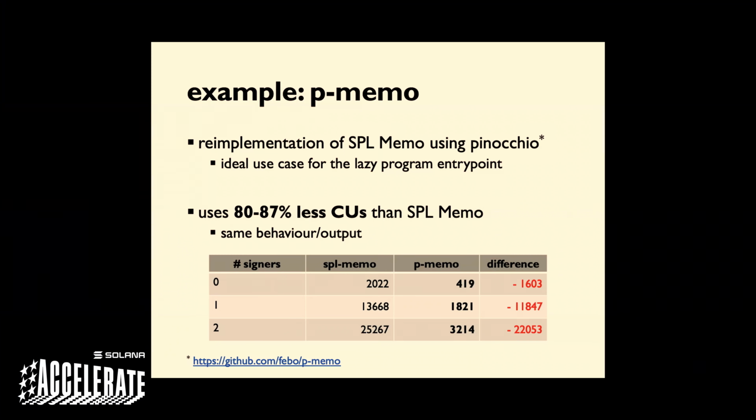The second example that I want to give was more just to check how efficient it would be to use the lazy entry point. So we picked up the memo program, which was an ideal example for a program that would benefit from the lazy program entry point, because the memo program just does one thing. It just logs a memo to the ledger. And on the memo one, we managed to reduce the CUs by 80 to 87%. Again, same behavior, same output, and everything.